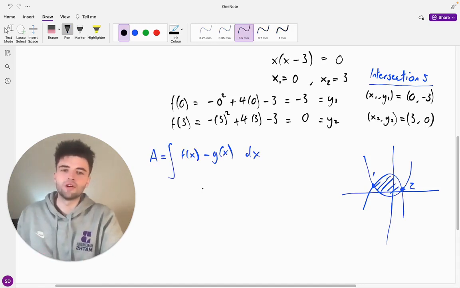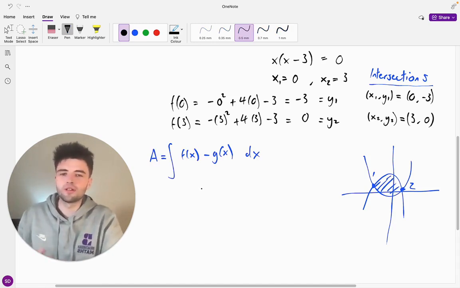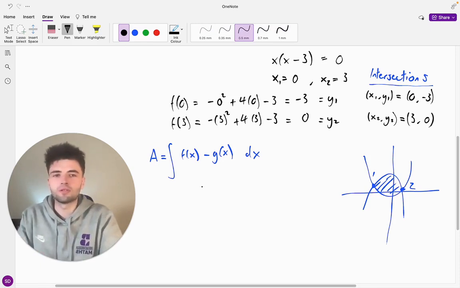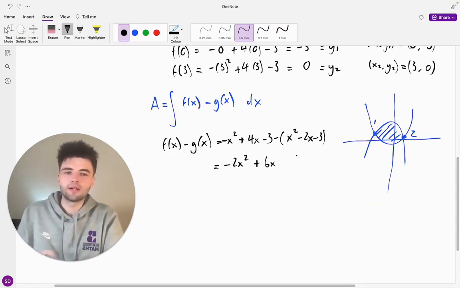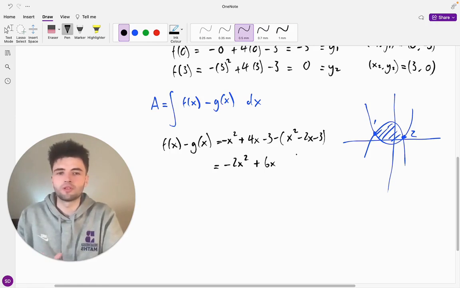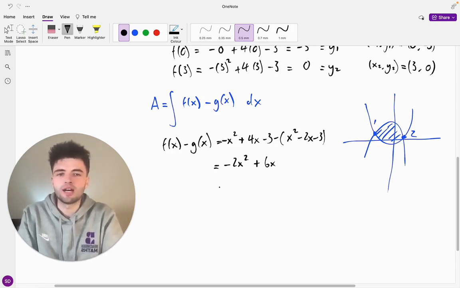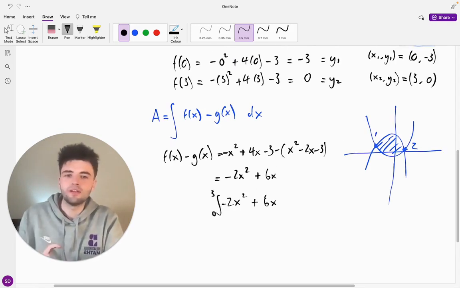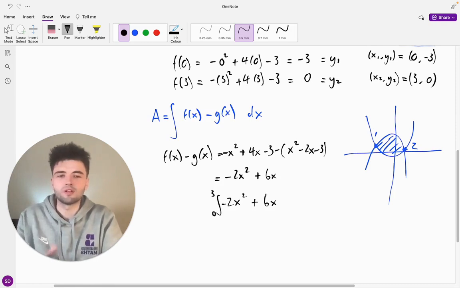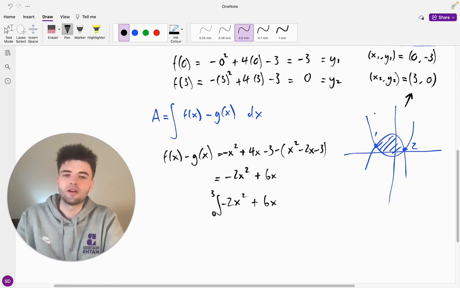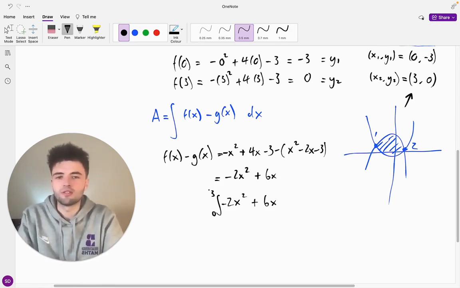Now to find our area, we're going to find the integral of f of x minus g of x, all with respect to x. By just doing that subtraction and being careful with our signs, we're going to end up with minus 2x squared plus 6x. We're going to have to integrate this now. Our limits are going to be 3 and 0, because we're integrating between our two x coordinates for our intersection points, which are up here in the top right. We generally put the higher one on the top of the integral, so that's the reason the 3 is up in the top, and this is with respect to x.